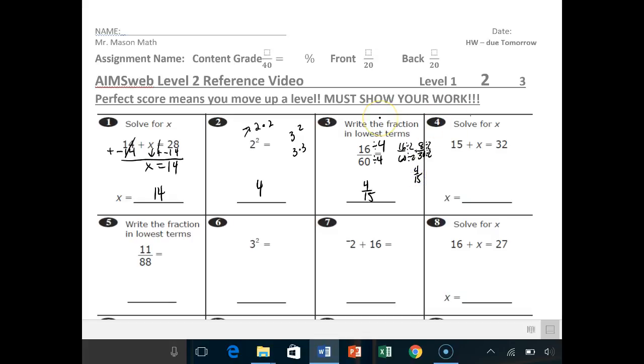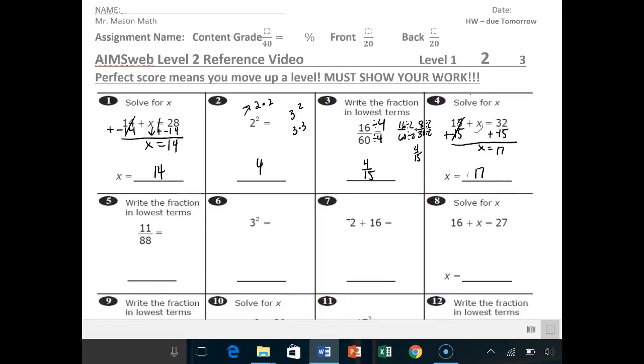Number 4 is very similar to number 1. Again, what's the opposite of a positive 15? It's negative 15. So why am I adding negative 15? Because I want this to be 0. So 15 plus negative 15 is 0. And basically, why do I want that to be 0? Because I want x all by itself. So x is equal to 32 plus negative 15, or basically 32 minus 15, which is 17. And if you took your answer 17 and plugged it back into the top here, 15 plus 17 is 32. So you know it's the right answer.